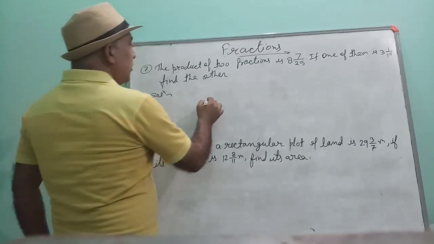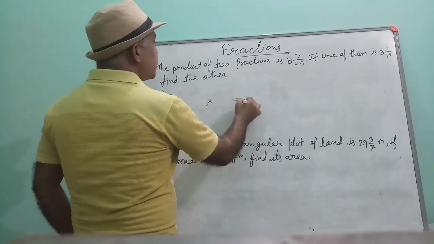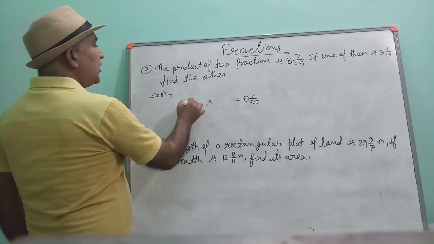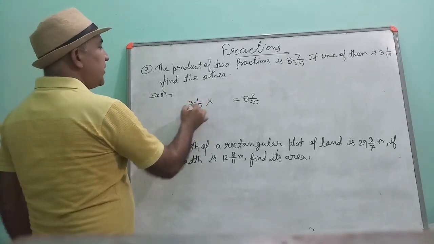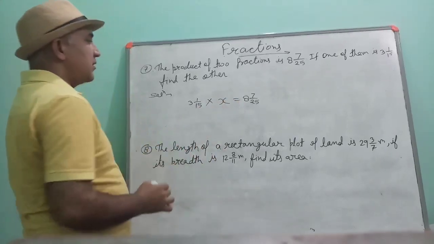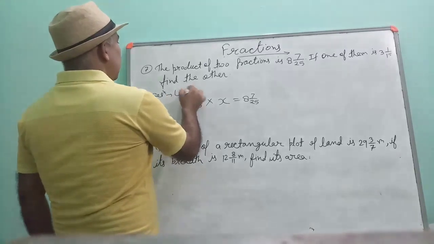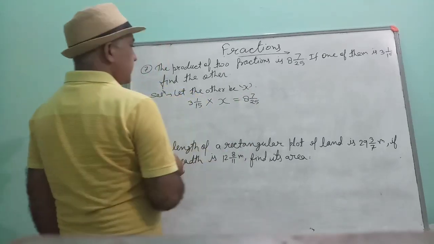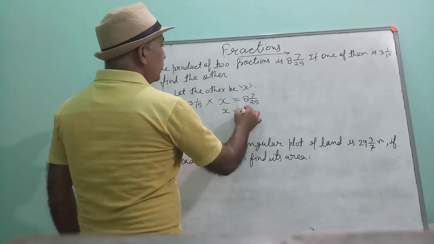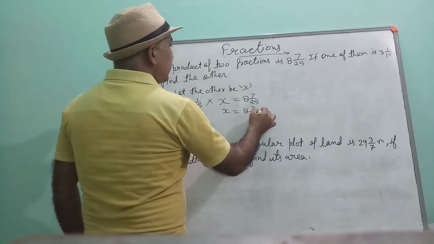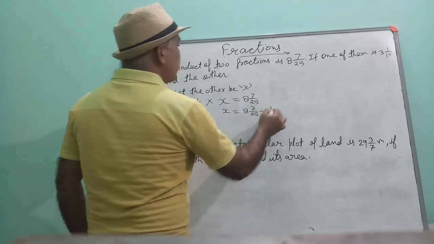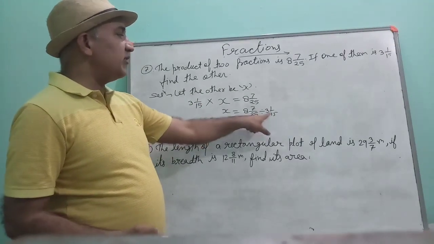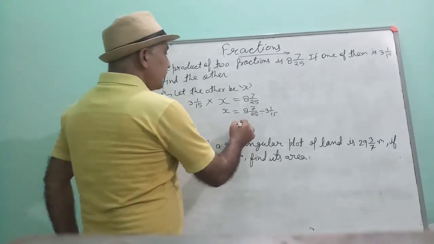What is your question saying? Product of 2 numbers is equal to 8 into 7 by 25. One of them is 3 into 1 by 15. Then find the other. Let the other number be x. That means x is equal to 8 into 7 by 25 divided by 3 into 1 by 15, because this number is multiplied. When it is transferred to the other side, the right hand side will be divided. Now solve and get your answer.